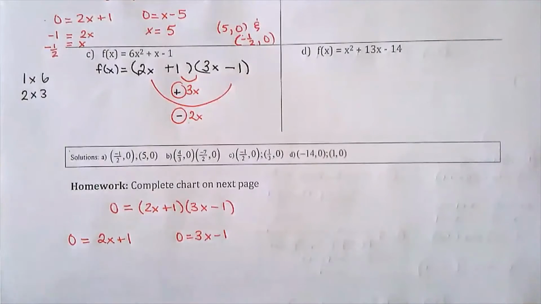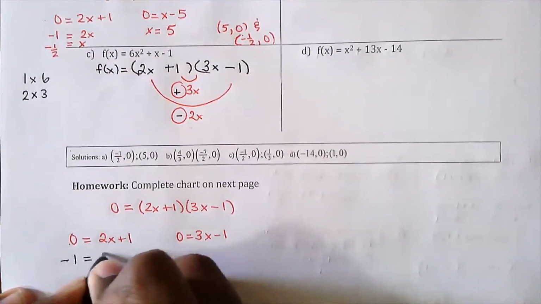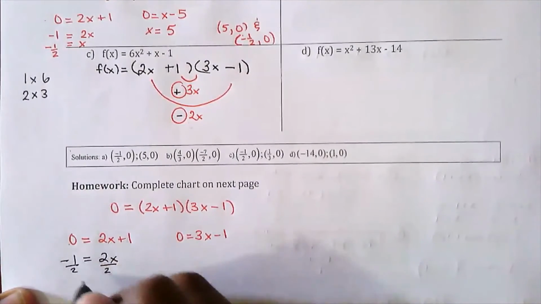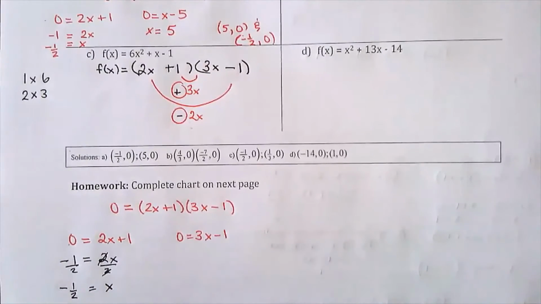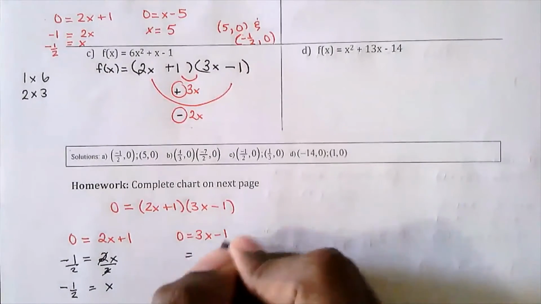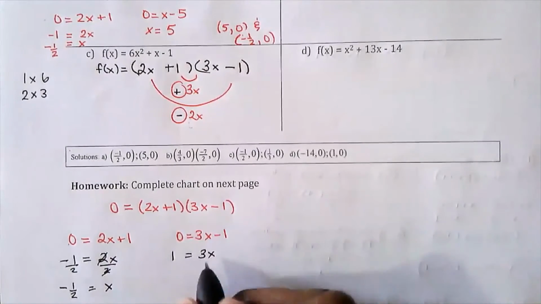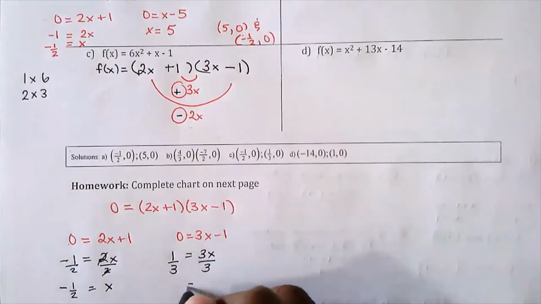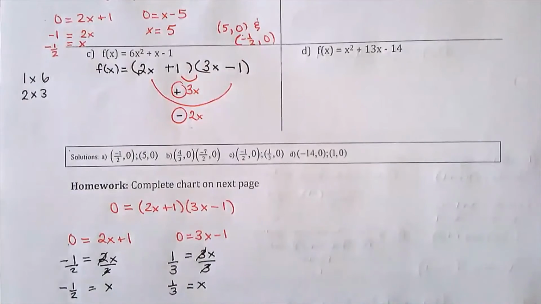And now I isolate for the x's. So I first move the 1 over to make it negative 1 is equal to 2x. To isolate for the x, I'm going to divide both sides by 2. So here I have x, and here I have negative half. And similarly here, to isolate for the x, I first move the negative 1 over. It becomes positive 1 equals 3x. And then I divide both sides by 3 to isolate for the x. So x is 1 over 3 because these 3's cancel each other out.